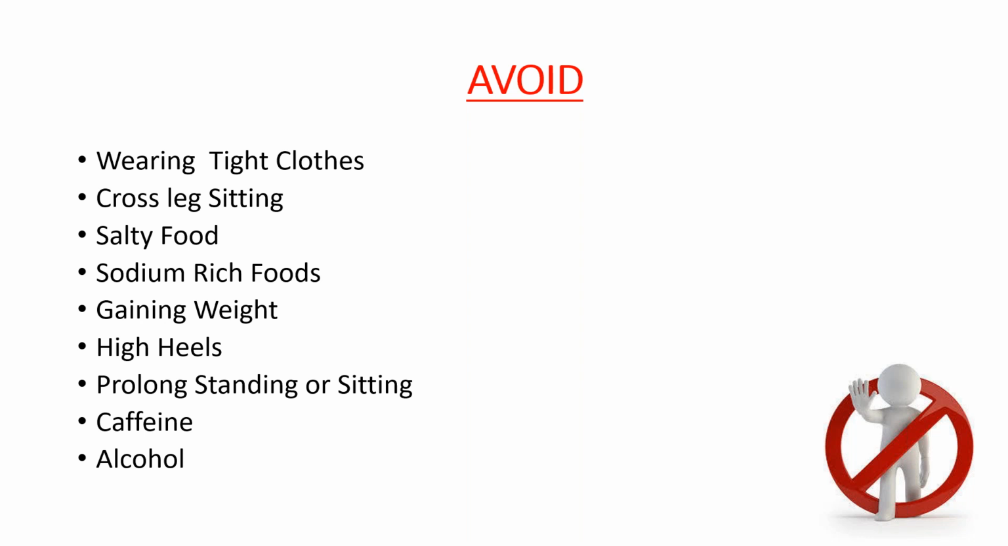Gaining weight, I don't have to tell you the reason. High heels. So if you are wearing high heels, your muscles, your veins are constantly under strain. So try and wear flats, try and wear simple footwears, try and wear shoes. Prolonged standing or sitting. Caffeine, this is very important. Why? Because caffeine constricts the blood vessels. And alcohol. Do you know a high amount of alcohol again leads to constriction of blood vessels? It also leads to constipation, which can again put your veins under pressure. So try and avoid it.